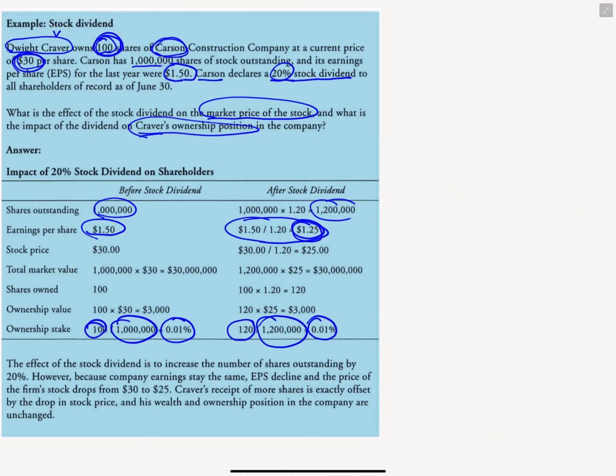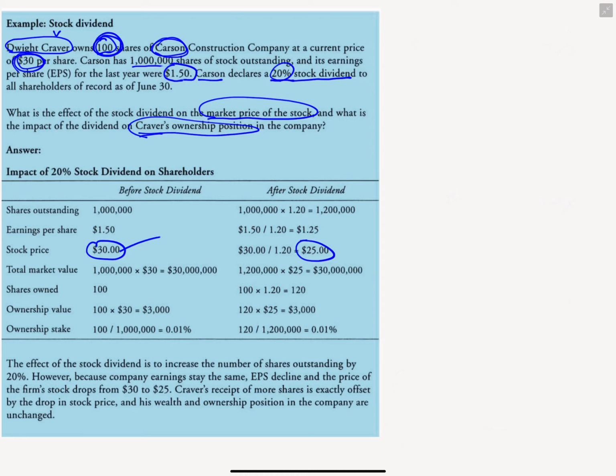Okay, all in all, friends, let's highlight the main points here. The main goal is that the stock price has changed from 30 to 25, and the number of shares outstanding has risen. The stock price has fallen, but the number of shares outstanding has risen. As we said, the goal is to decrease the price by increasing the number of shares.